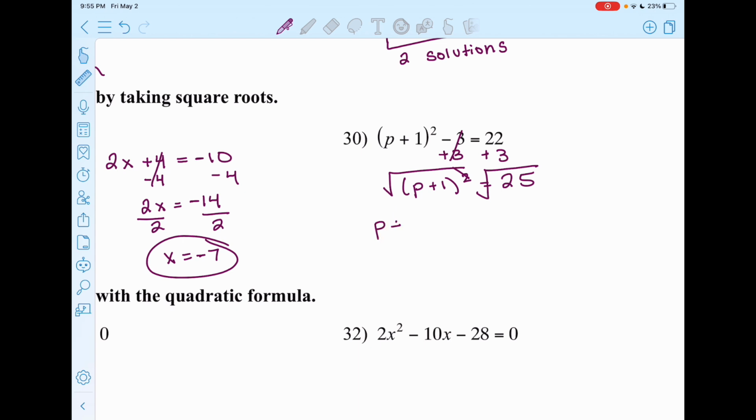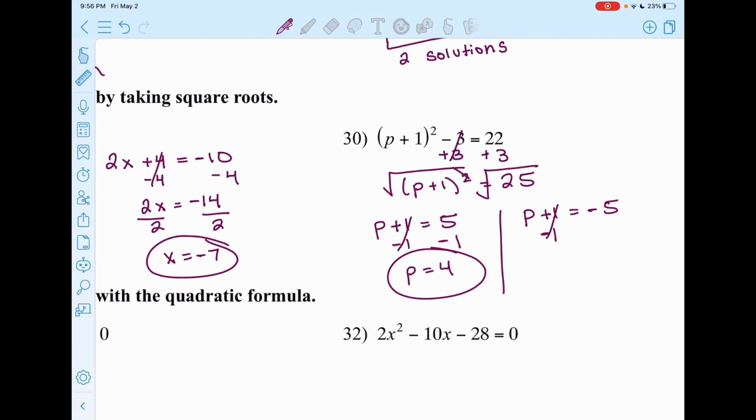The square root of 25 is 5, but it could also be negative 5. So I have to solve this twice. To get rid of adding 1, I subtract 1. So I get that p is equal to 4. And subtracting 1 on the other side, I get p is equal to negative 6.